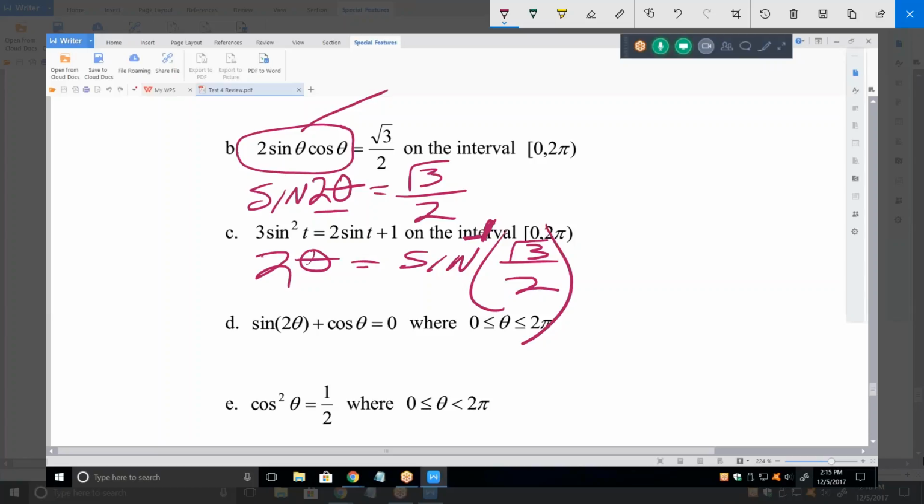So, where is 2 theta equal to square root of 3 over 2? What are the angles for 2 theta? And it's important that you understand that we're solving for 2 theta. We're not solving for theta yet. We're solving for 2 theta. Where's the sine equal to square root of 3 over 2?